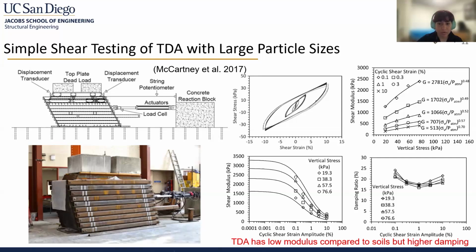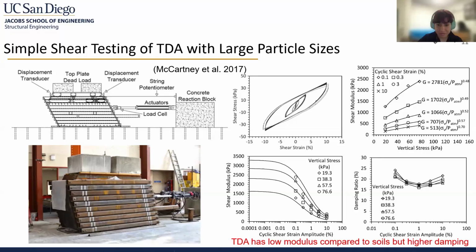And here are some more helpful figures from Dr. McCartney's simple shear testing of the large mass of TDA particles, including shear strain versus shear stress, vertical stress versus shear modulus, cyclic shear strain amplitude versus damping ratio, and cyclic shear strain amplitude versus shear modulus.